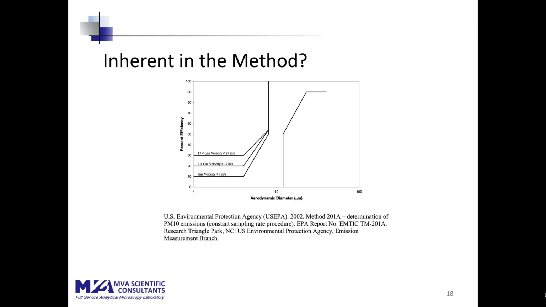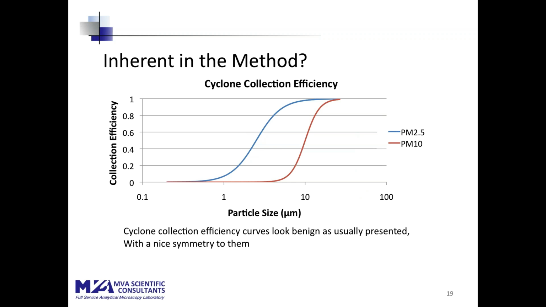Moving along to some real fractions. This is the collection efficiency of actual PM2.5 and PM10 cyclones used in method 201A. The efficiency curves look fairly benign. That is, they are symmetrical about the cut point. So you can see that for PM10, the collection efficiency is symmetrical around 10, and for PM2.5, the collection efficiency is symmetrical around 2.5. Let's talk about these curves a little bit.